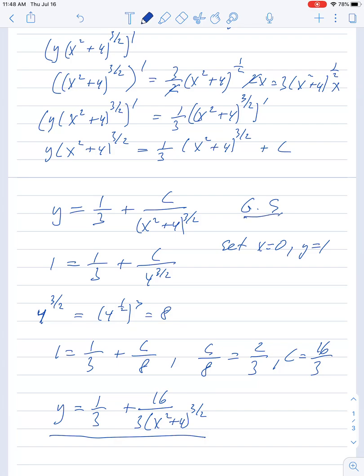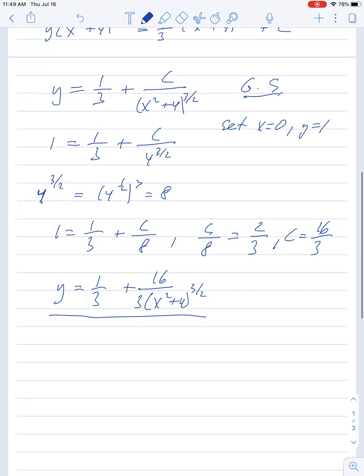Also, pay attention to the general solution here. C is an arbitrary constant. If C is 0, y equals 1/3 is a very special solution. From the general solution, when C equals 0, the function 1/3, just this constant, is a solution, which can be verified directly in the original equation. If you substitute y by 1/3, you get x equals x, which is true. So that's a very special, simple solution.